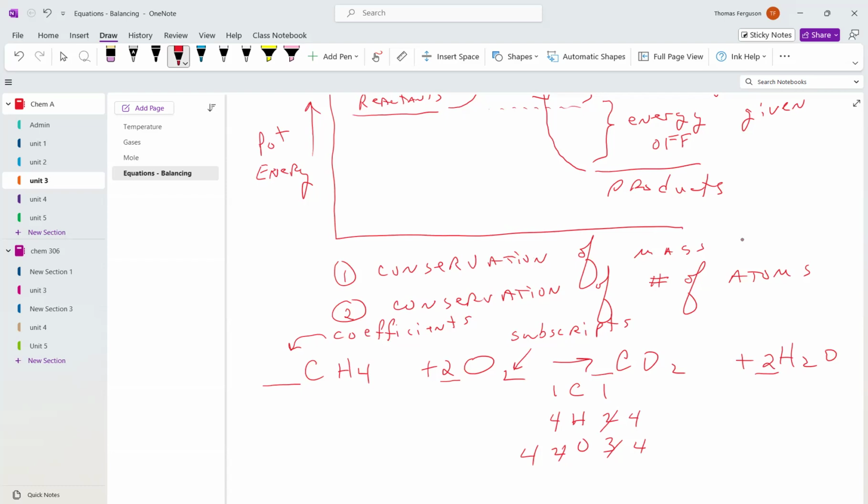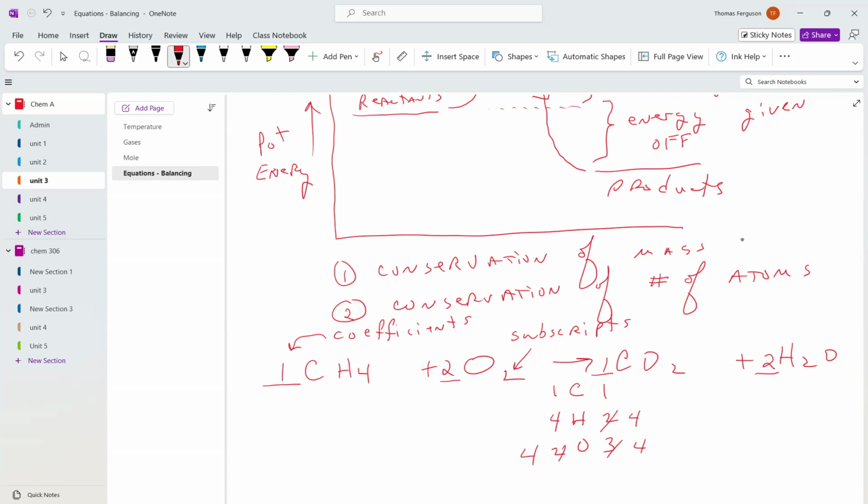Can you have half of a molecule? No. So the coefficients have to be integers because the coefficient refers to the number of molecules. So this equation says we have 1 methane combines with 2 oxygens. That's what that left side says. The right side says 1 carbon dioxide is produced and 2 waters are produced.